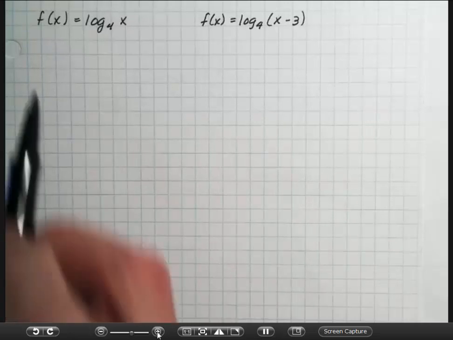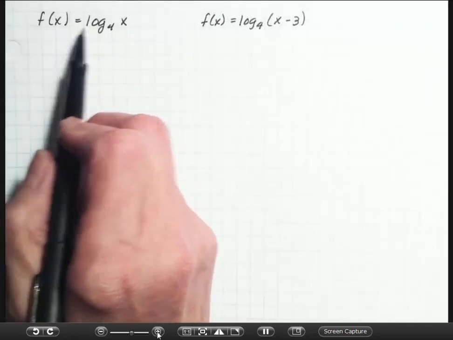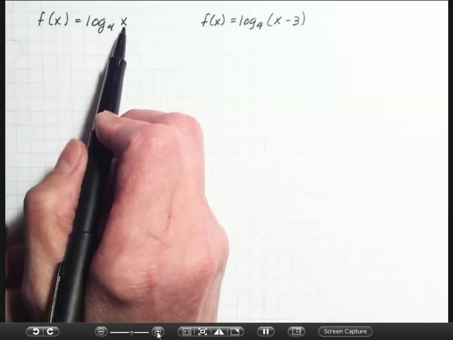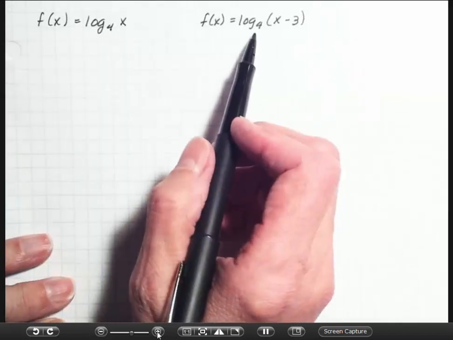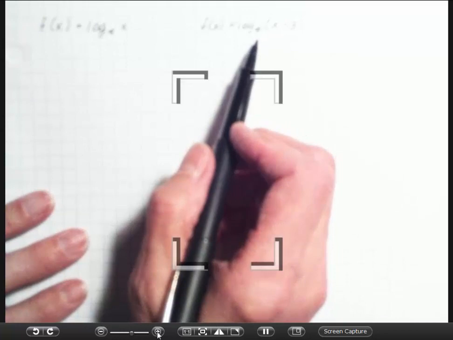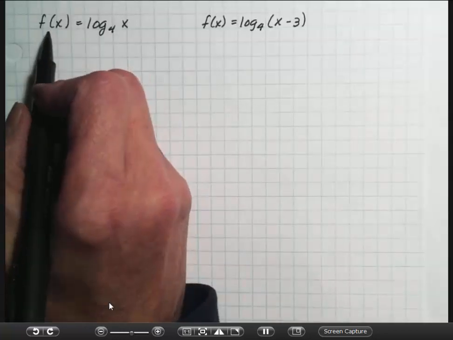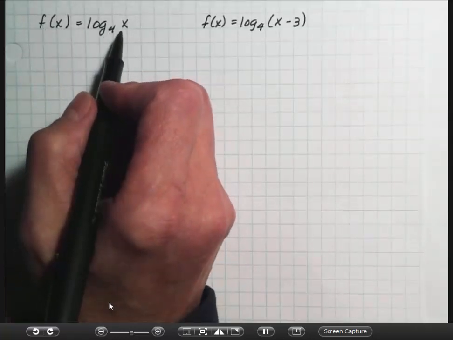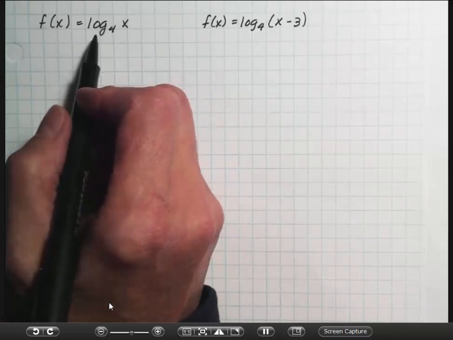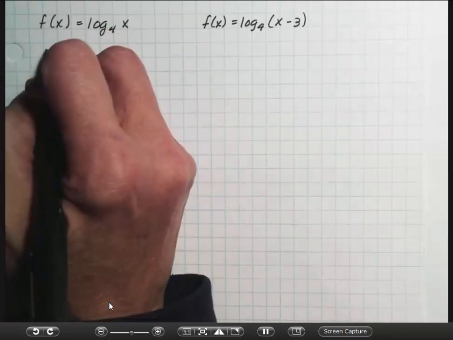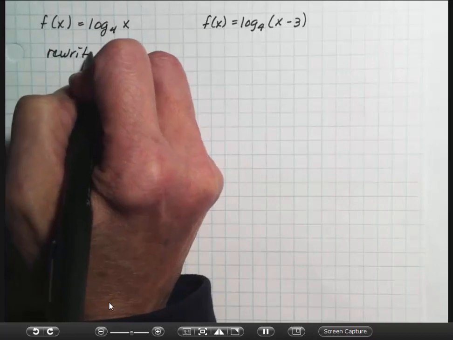I'm going to draw a graph of the function log base 4 of x, and then from that graph I'm going to use transformations to graph log base 4 of x minus 3. So to graph f of x equal to log base 4 of x without a calculator, the first thing I'm going to do is rewrite this in exponential notation.